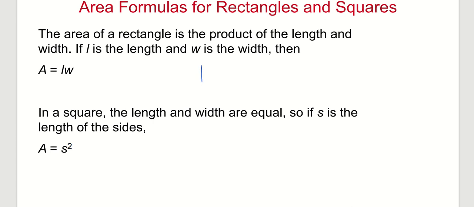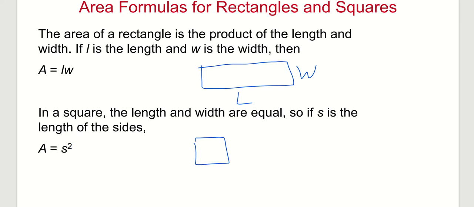So for a rectangle, our specialized quadrilateral here, it's going to have a certain length and a certain width. To find the area of a rectangle, it's just length times width. If we happen to have a square, then notice that the length and the width are going to be the same. Actually, all of the sides are the same, so it's s times s, which would be s squared.